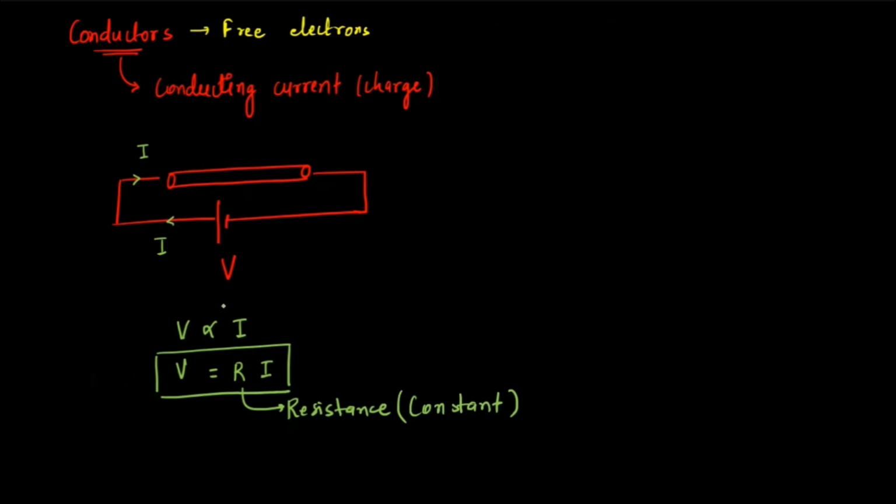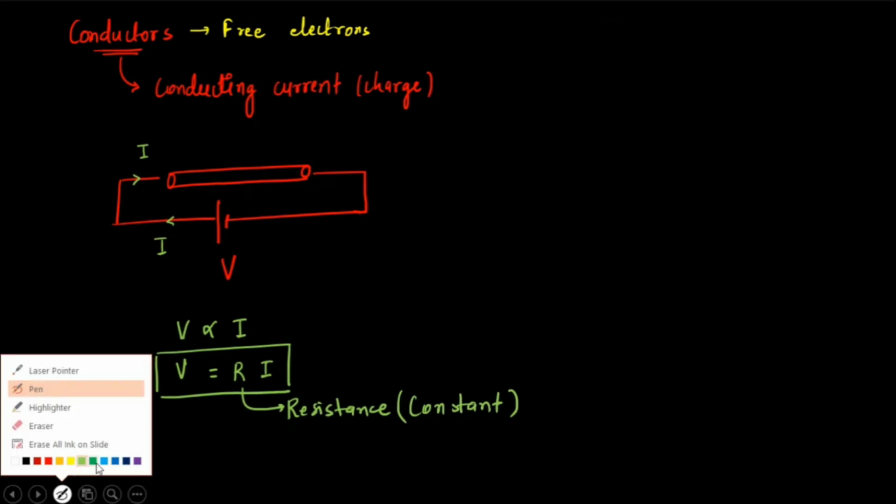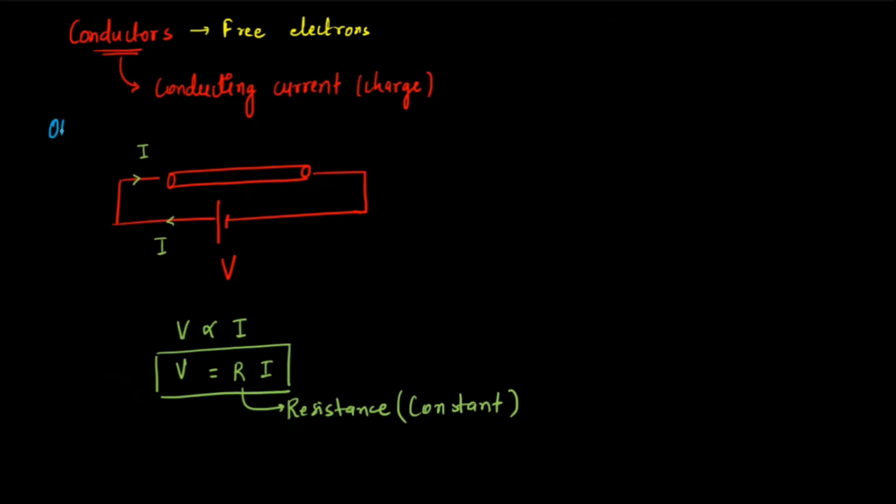All this relation, this particular law, is known as Ohm's law, which is based upon the observations of Mr. Ohm, who did many experiments to establish this relation. What he found out is that whatever current is flowing in a wire is directly proportional to the potential difference between its ends, or across its ends.